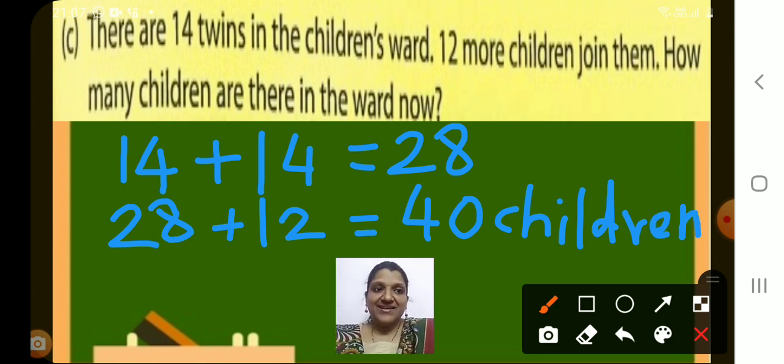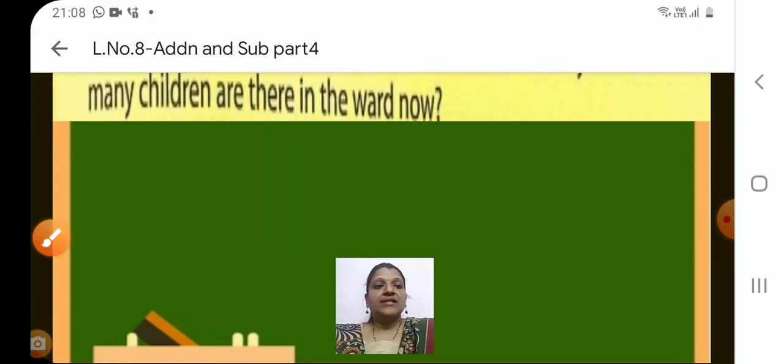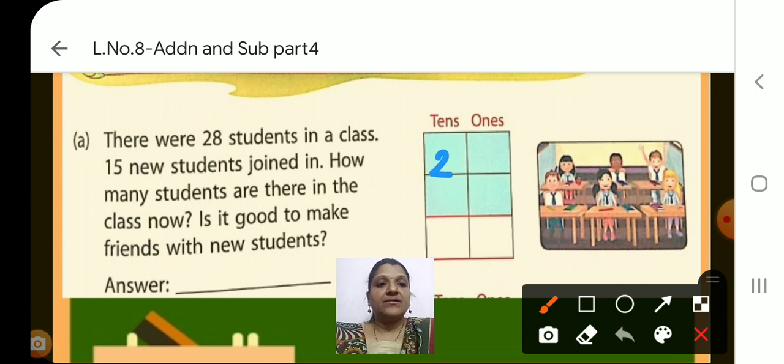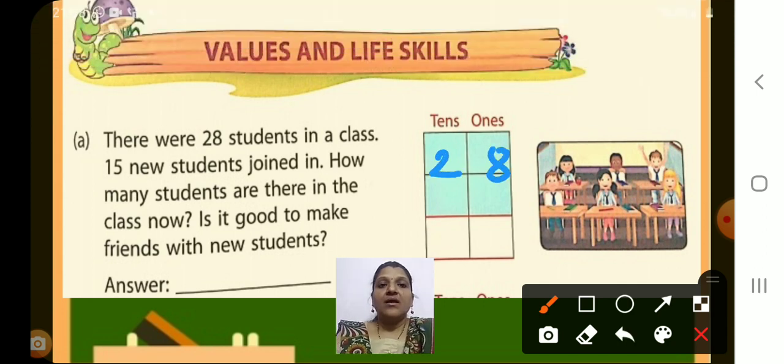Correct children? Yes, this is how you have to read the word problem properly, use the correct sign and then solve the example. Now, let us move ahead. Values and life skills. Let's read the word problem. There were 28 students in the class. Let us write number 28 here. 15 new students joined in. How many students are there in the class now?